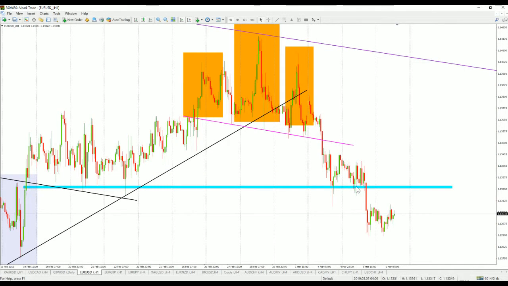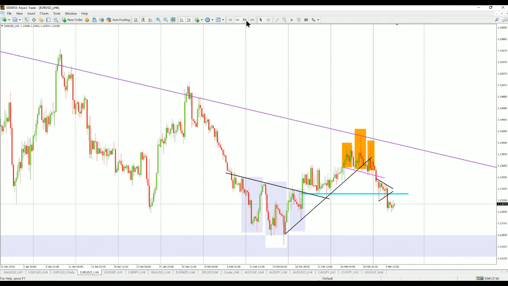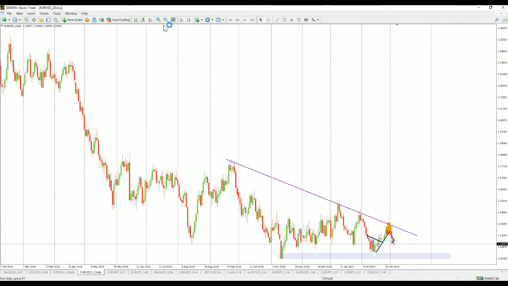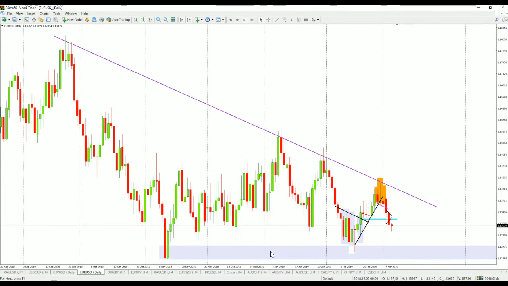We had a small break here on the horizontal support, but the price created kind of a descending triangle pattern, so the pressure was rising. Or if you're not convinced about descending triangle, it was a pennant. It doesn't matter, it resulted with a bearish breakout. And now the movement towards the lower line of this descending triangle pattern, the movement towards this area is very, very probable.